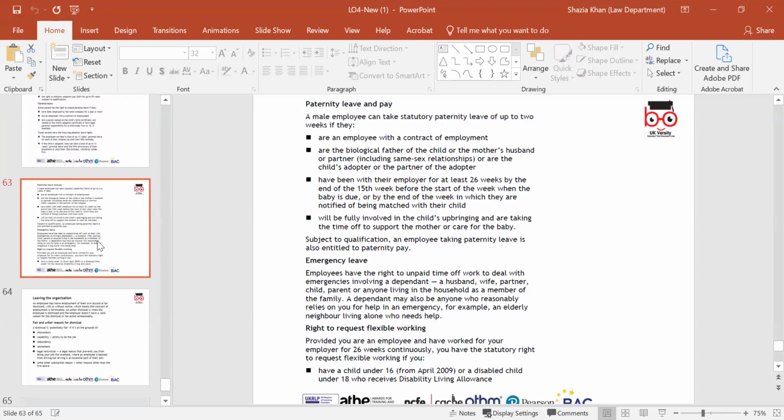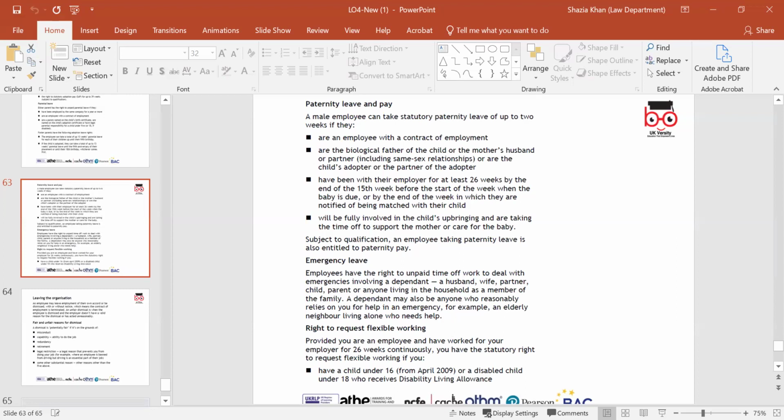Paternity leave: a male employee can take statutory paternity leave of up to 2 weeks if he is an employee with a contract of employment, and if he is the biological father of the child or the mother's husband or partner, has been with his employer at least 26 weeks by the end of the 15th week, or will be fully involved in the child's upbringing. Emergency leave: employees have the right to unpaid time off if they need to deal with emergencies.